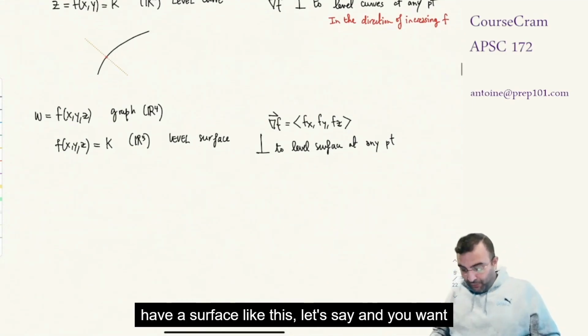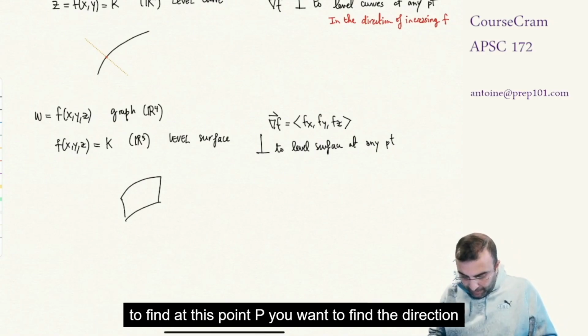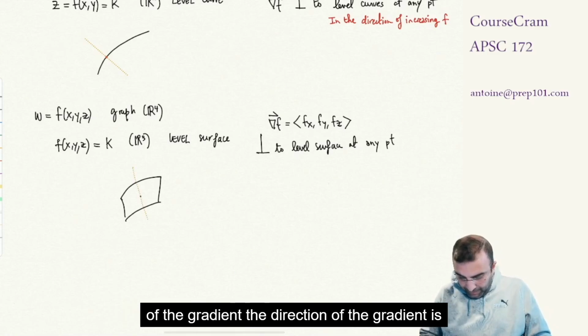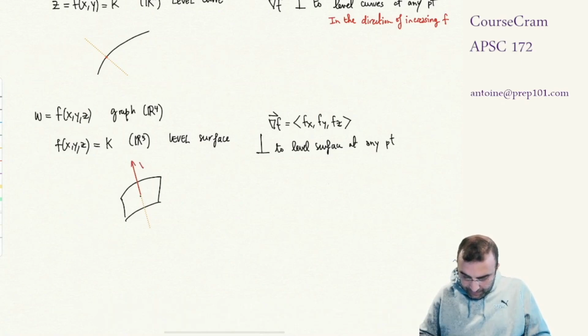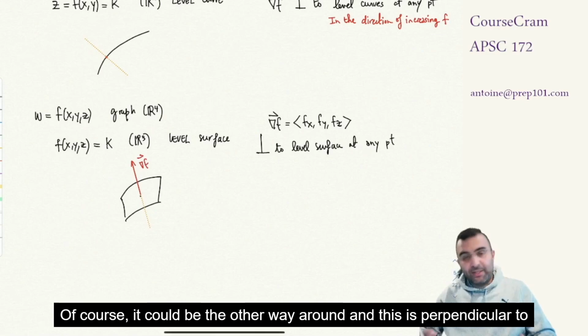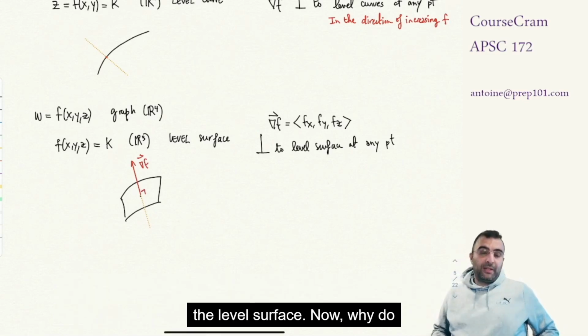So if we have a surface like this, let's say, and you want to find the direction of the gradient at this point P, the direction of the gradient is like this. So this is the gradient of f, let's make it in red. Of course, it could be the other way around. And this is perpendicular to the level surface.